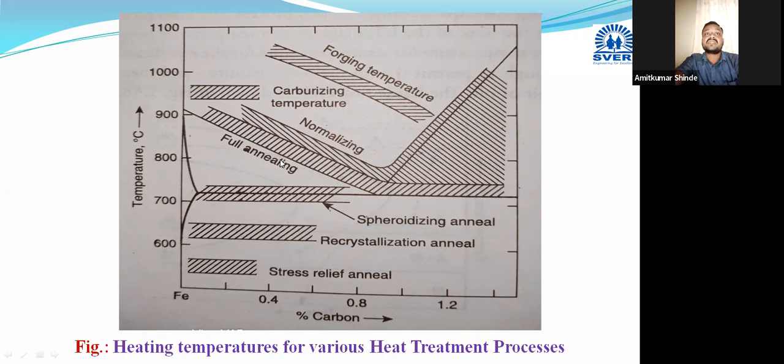In case of full annealing, we cool in the furnace itself, and in case of normalizing, we do the cooling in the air medium. So this is the difference in the full annealing and normalizing temperature zones. And these are the different temperature zones for stress relief annealing, 500 to 550 degrees Celsius, and recrystallization annealing, 600 to 675 degrees Celsius. This is process annealing, just below the A1 temperature. Okay, these are different temperature zones.